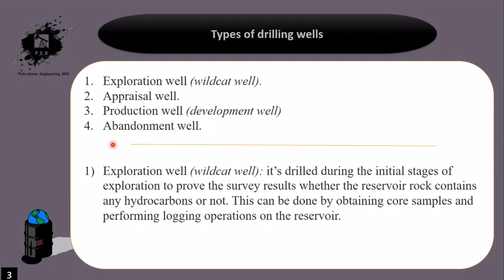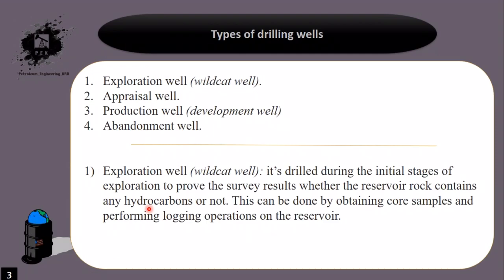First, we'll talk about the exploration well, or the wildcat well. This well is drilled during the initial stages of exploration to prove the survey results, whether the reservoir rock contains any hydrocarbons or not. If you remember from the last lesson about exploration, the geologists conducted survey operations over an area in order to find where the reservoir is located under the ground. And they managed to find it by survey results, like seismic survey.